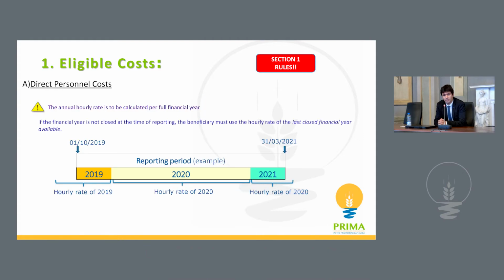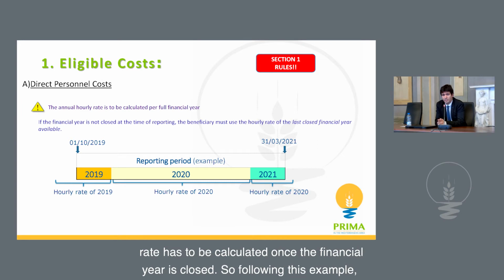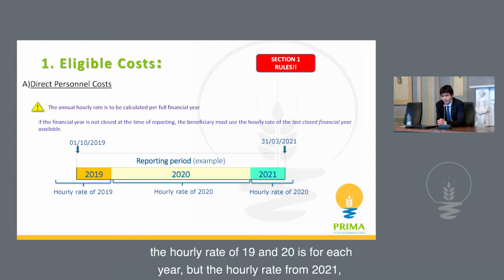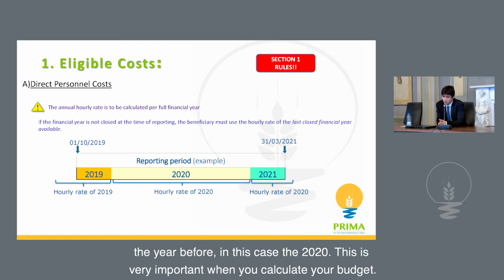Next, please. When you report the direct personal cost, you should take into consideration that the annual hourly rate has to be calculated once the financial year is closed, okay? So following this example, this reporting period starts the 1st of October 2019 and ends the 31st of March 2021. The hourly rate of 2019 and 2020 is for each year. But for the first 3 months of 2021, you must use the hourly rate of the year before, in this case, 2020. This is very important when you calculate your budget.